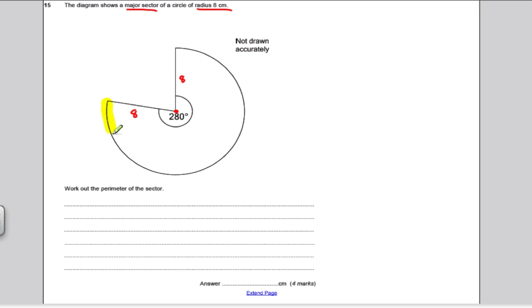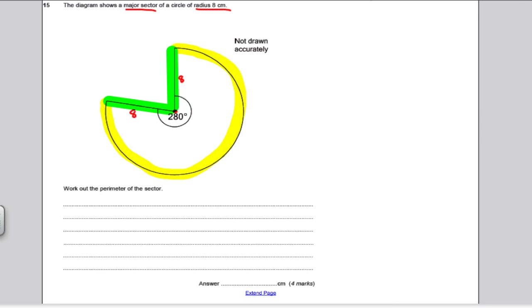The perimeter of the sector is this curved distance here, and then you must not forget to add in 2 lots of your radius. Okay, so what's the total distance around the outside of a whole circle, which is called the circumference? It's given by the formula 2 pi r, where r is the radius. Now, how much of a circle do we have here?